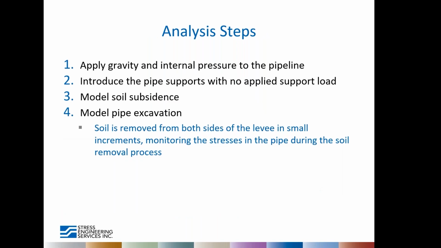The analysis steps that we did, the first is we applied gravity and internal pressure to the pipeline. The second step was to introduce the pipe supports with no applied support load. So this kind of gives us the as-built situation for the pipeline where really the supports are there, but just barely touching the pipeline. And then we started to model soil subsidence to see what the effect was on the stress of the pipeline. And then the last step was to model the pipe excavation. So the soil is removed from both sides of the levee in small increments, monitoring the stresses in the pipe during the soil removal process to see how effective excavation could be on the stresses in the pipeline.